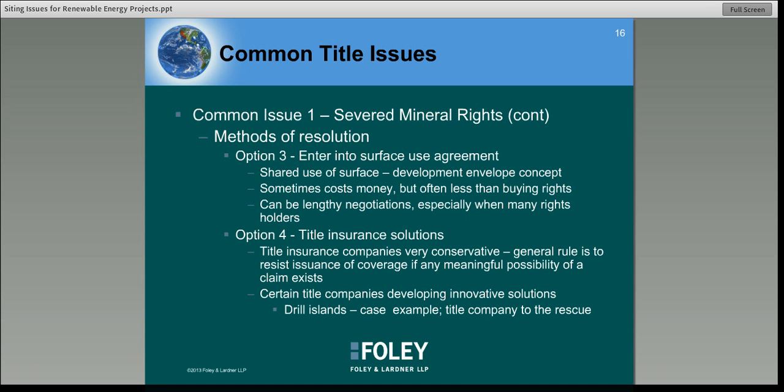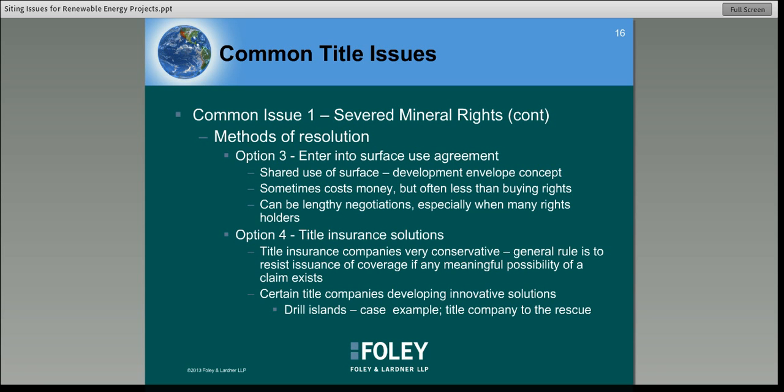Another thing I would say here is certain title companies are developing innovative solutions to this issue. I had a deal I worked on over the past couple of years where the project site was pretty advanced in development. There were a bunch of mineral rights holders that we were having a very hard time locating.